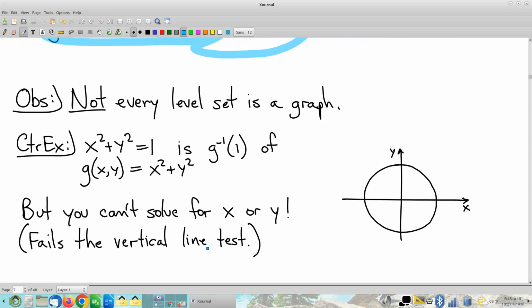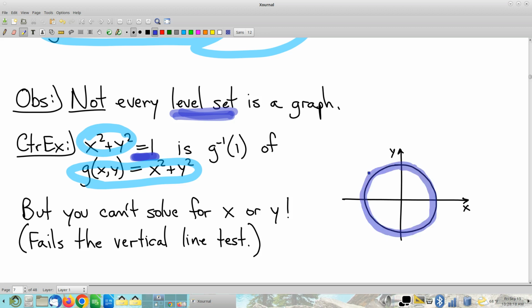Bad news, this doesn't go the other way. Every graph is a level set, but not every level set is a graph. An easy counterexample, here is a level set. Right, this is a level set of, well, apparently this function here. And by the way, I can draw what that level set looks like. That level set is this circle, easily recognized, right? Old high school algebra picture, and this isn't a graph. Fails the vertical line test, crash and burn. We're done.